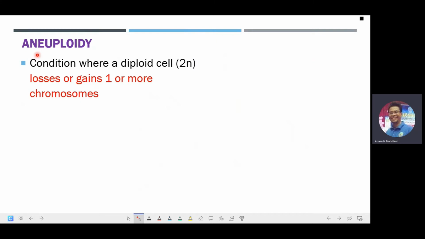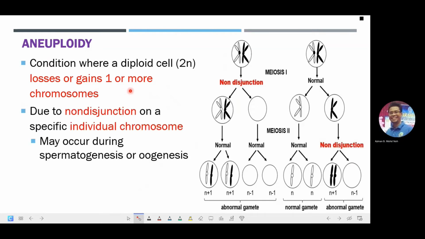So now we will focus on the aneuploidy. This is a condition where a diploid cell, which is 2N, will be having less one chromosome or maybe having one extra chromosome. This is due to Nondisjunction that occurs on a particular type of chromosome that may occur during the spermatogenesis in the males or oogenesis in the females. Spermatogenesis is the production of the male gametes or the sperm. Meanwhile, oogenesis will be the production of the female gamete or the ovum.